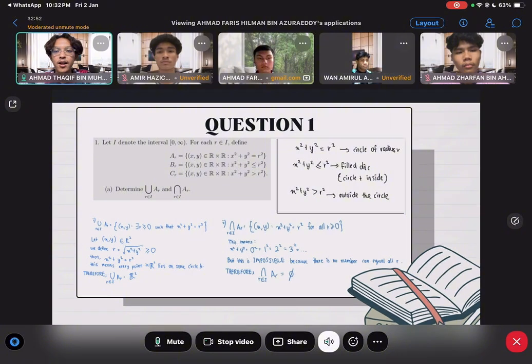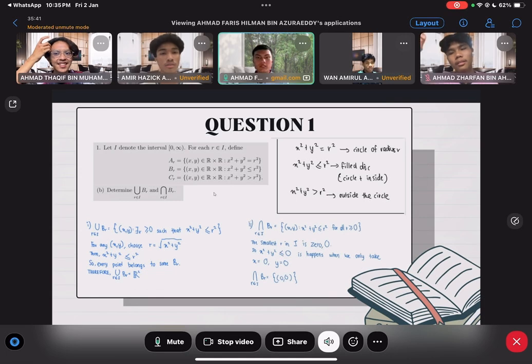Now for the intersection over r in I of A_r, the set of (x, y) such that x squared plus y squared equals r squared for all r greater than or equal to 0. This means x squared plus y squared equals 0 squared, equals 1 squared, equals 2 squared, equals 3 squared, and so on. This is impossible because there is no number that can equal all r. Therefore, the intersection of A_r equals the empty set.